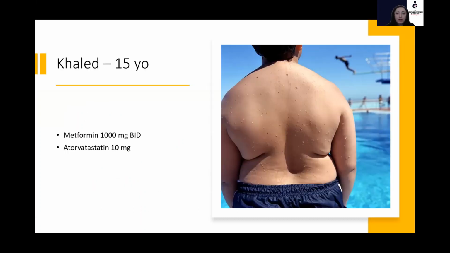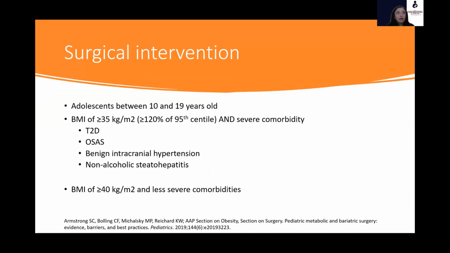So Khaled, based on his presentation, was started on metformin, which was increased gradually to reach a dose of 1,000 milligrams BID. And he was also started on atorvastatin 10 milligrams, which can also be titrated up if needed. So finally, a word on surgical interventions.